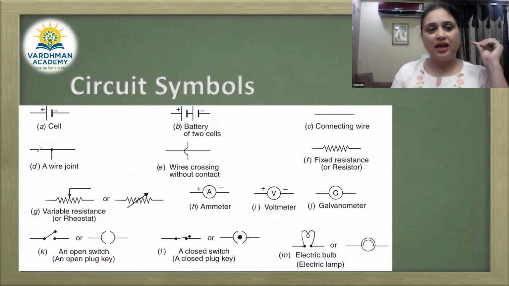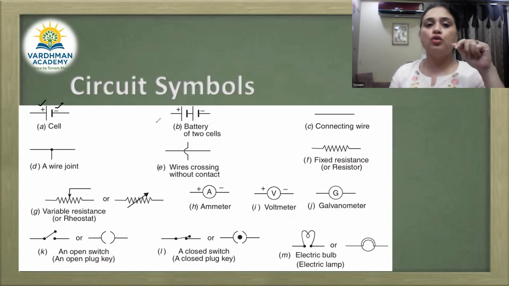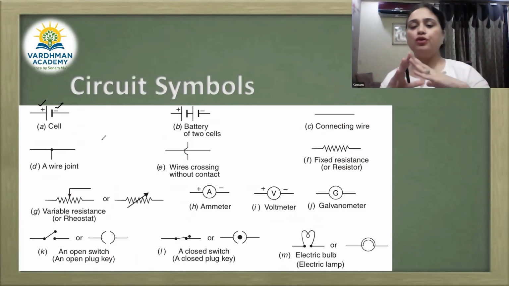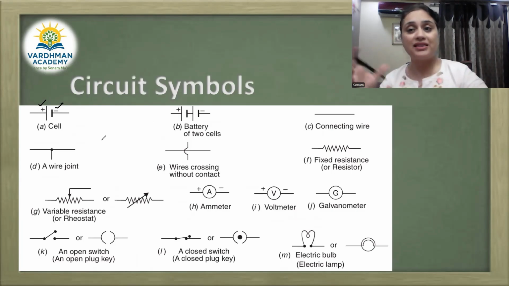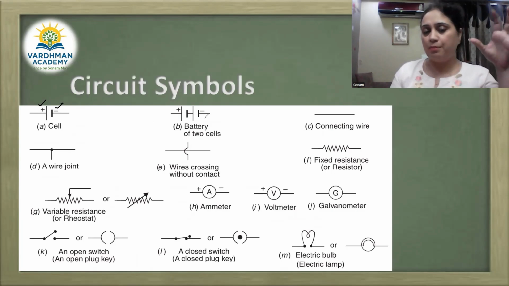So in a cell, whenever you show a cell, there is one small line and one bigger line. The smaller end represents the negative terminal of the cell and the bigger end represents the positive terminal of the cell. A battery is always a collection of cells. It could be a battery of one cell, two cells, three cells, four cells, so many cells, right? So here it could be n number of cells.